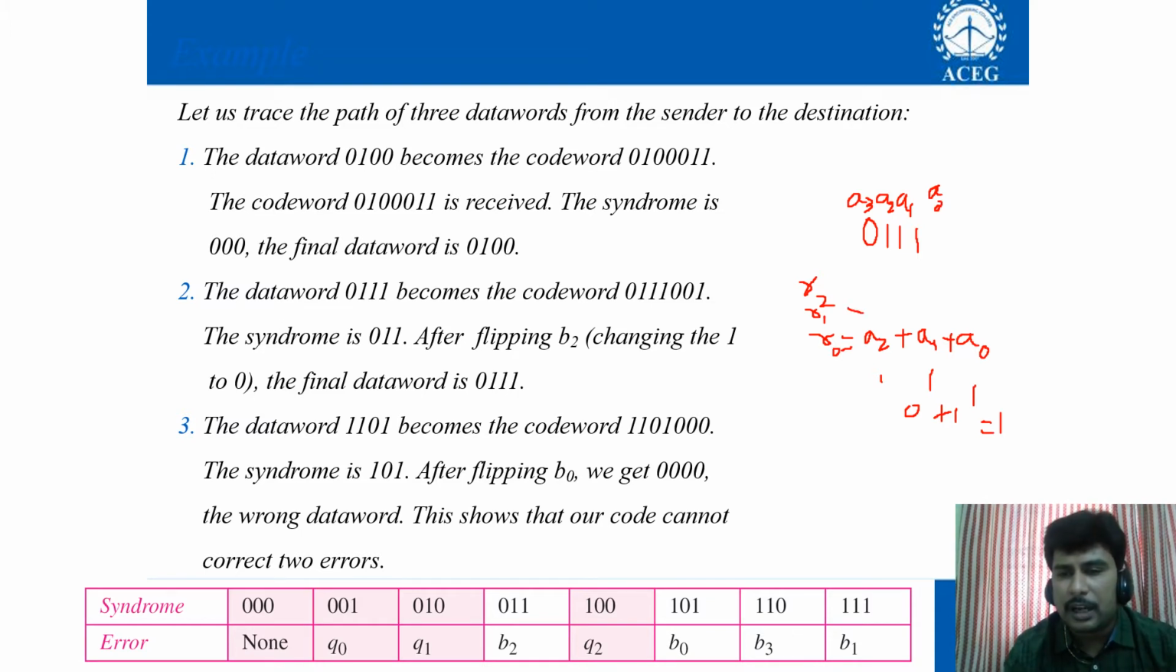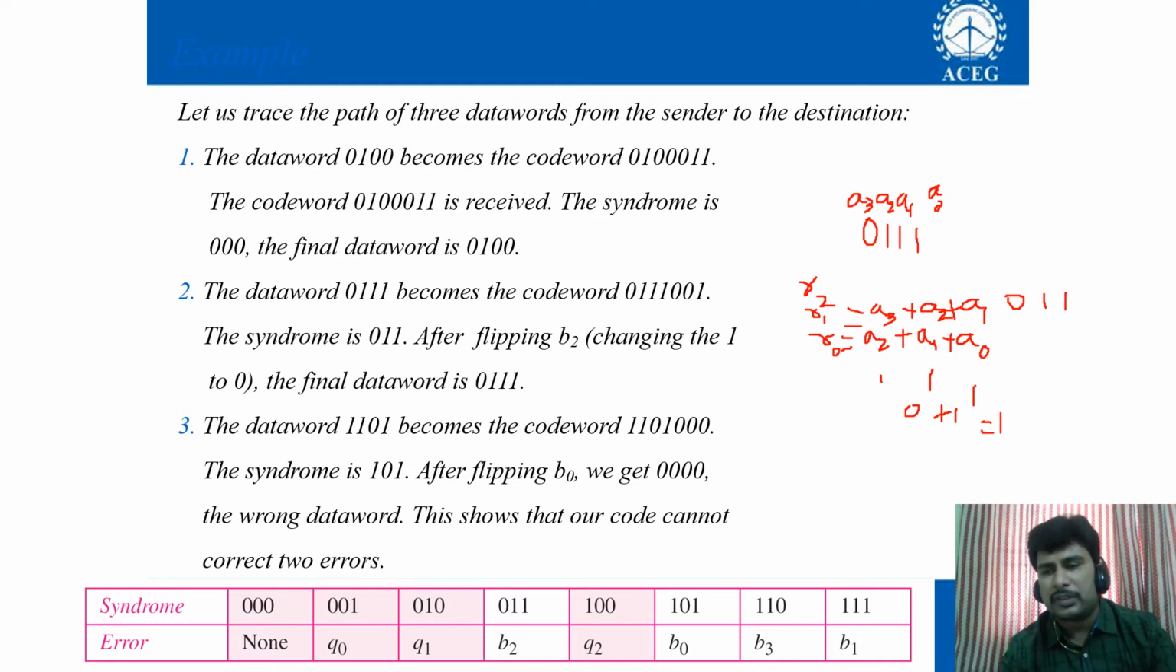Similarly, what is the formula for R1? R1 is A3 plus A2 plus A1. Now what are the A3, A2, A1 values? A3 is 0, A2 is 1 and A1 is 1. So when you do the mod 2 addition of these 3 bits, you are going to get 1 mod 2 addition with 1 is 0.